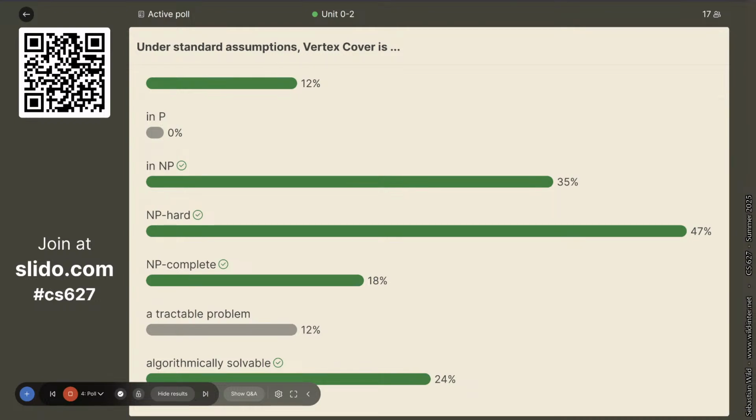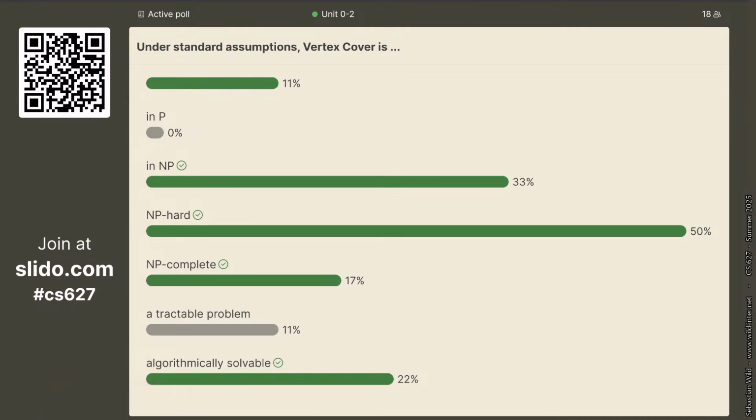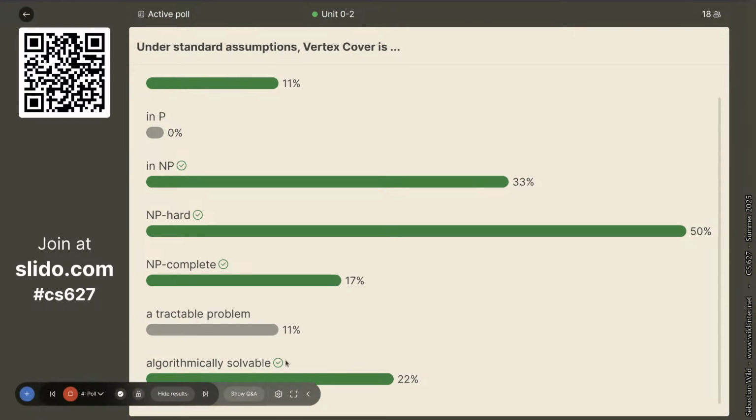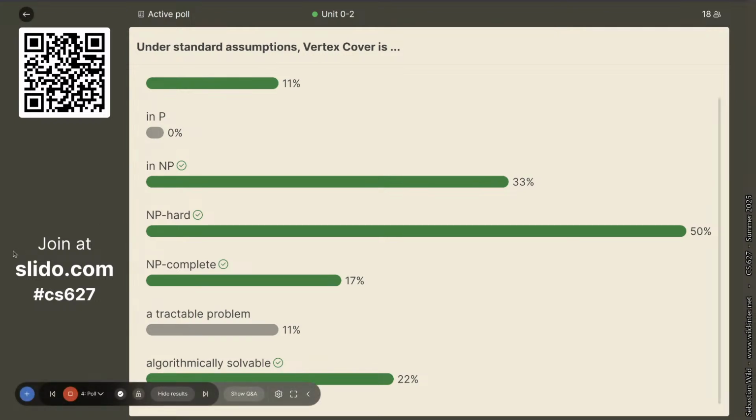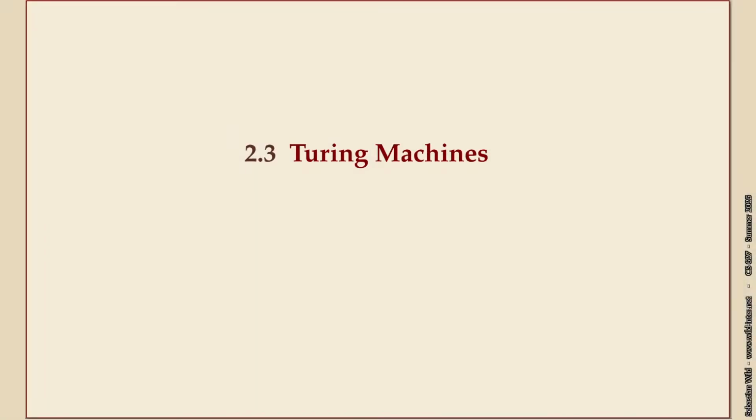We don't know whether it's in P, to be fair, but likely not. It is in NP, and it's NP hard, and it's NP complete. We call the problem tractable if it's in P, meaning it has a polynomial time algorithm. We'll come back to all of this, but yes, it is algorithmically solvable for sure if you don't care about the running time. I just threw in this last answer because there are problems that are not even algorithmically solvable, irrespective of the time you give a machine.